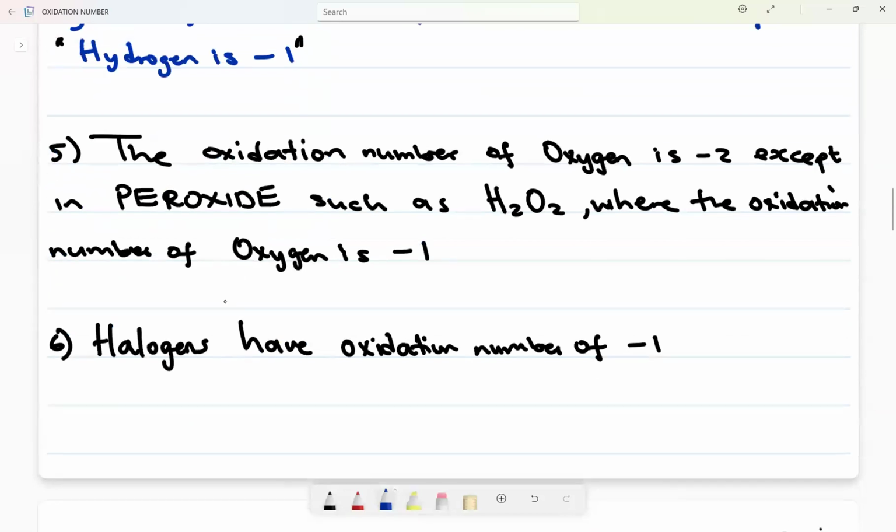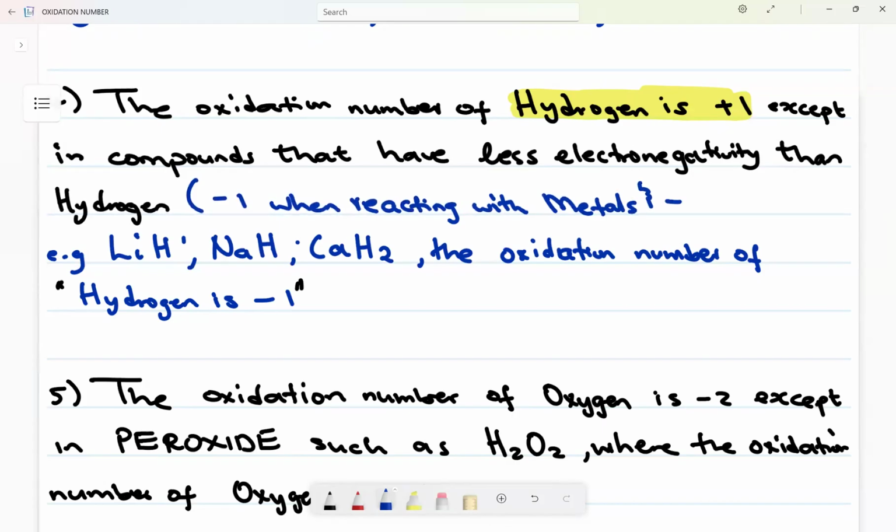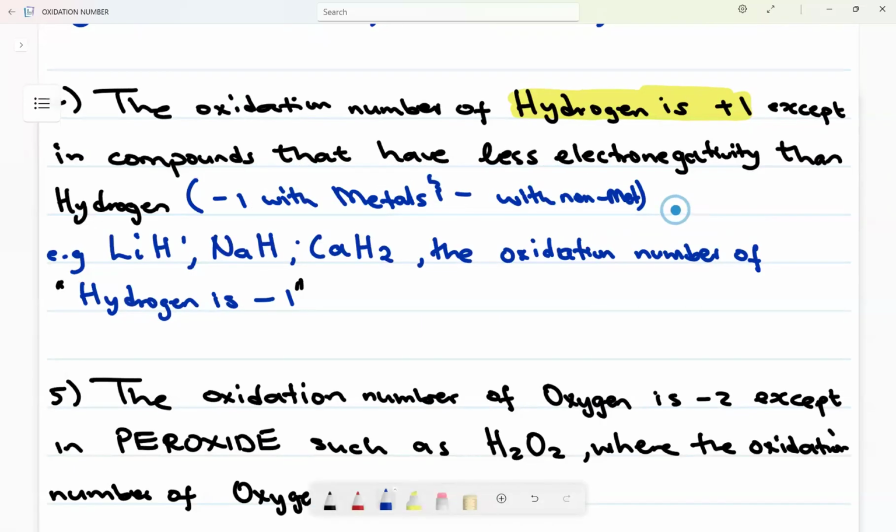Okay, and maybe I might come back here and add something here. -1 when reacting with metals, and +1 with non-metals. Maybe this will make sense.